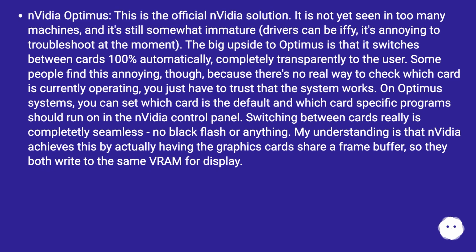On Optimus systems, you can set which card is the default and which card-specific programs should run on in the NVIDIA control panel. Switching between cards really is completely seamless, no black flash or anything. My understanding is that NVIDIA achieves this by actually having the graphics cards share a frame buffer, so they both write to the same VRAM for display.